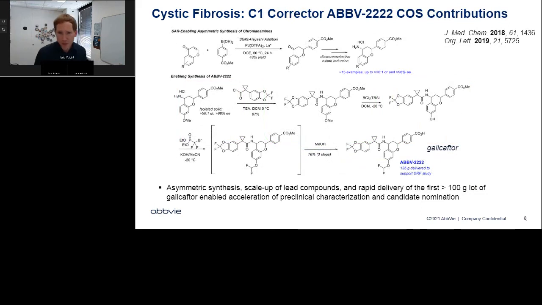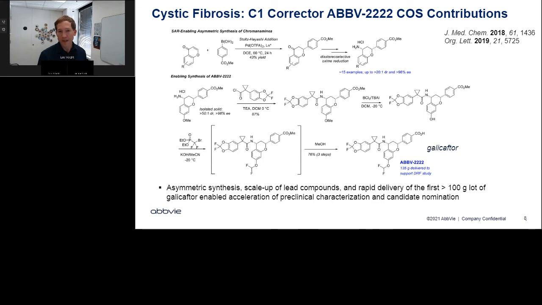So C1 corrector 2222 is this chiral chroman molecule, and this was originally discovered through a screen of many different chroman amino amides, and of course these 2-aryl-4-amino compounds were initially a mixture of diastereomers and enantiomers that had to be separated tediously. And the team began utilizing an asymmetric conjugate addition approach to allow access to a large variety of enantiomerically enriched 2-aryl chromans, or flavanones, that could be converted onto the amines and then taken forward to give the final products.